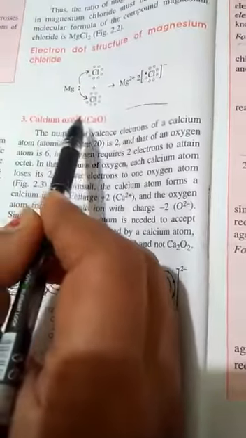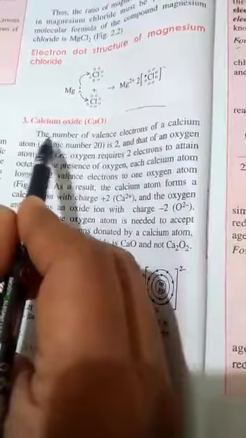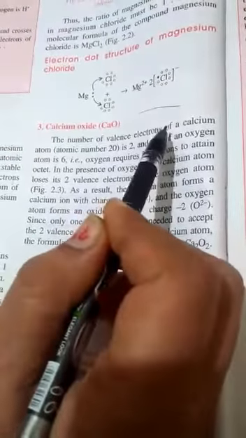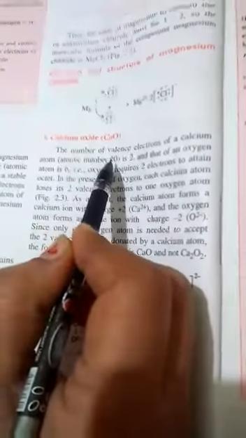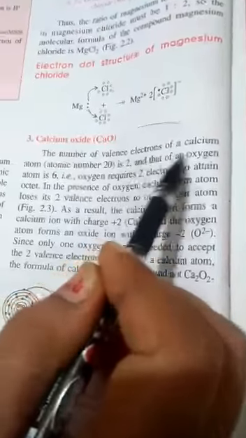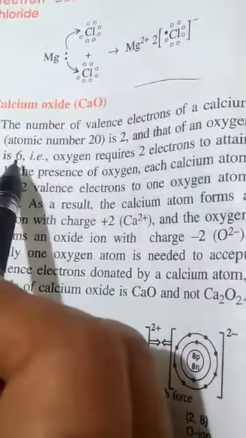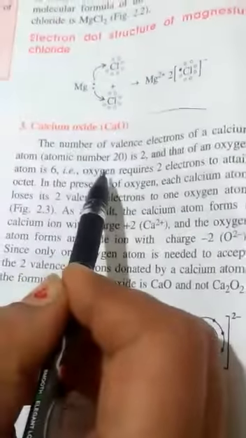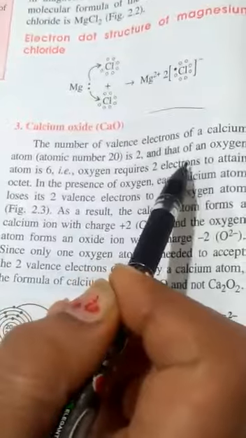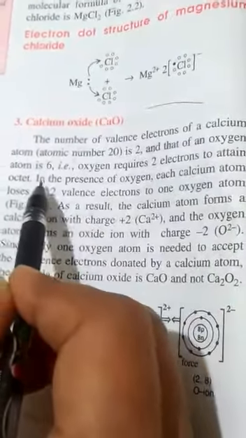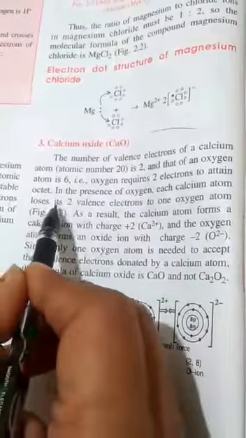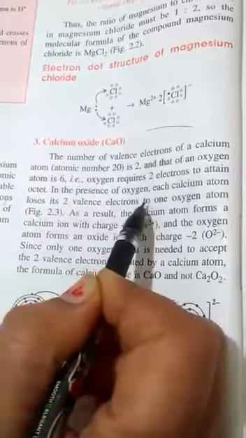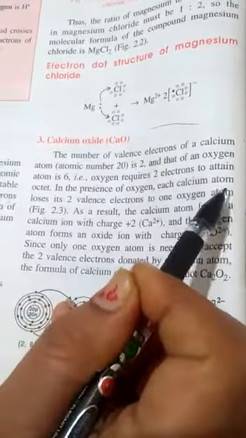Calcium oxide, CaO. The number of valence electrons of a calcium atom, atomic number 20, is 2 in the outermost shell, and that of an oxygen atom is 6. Atomic number is 8. That is, oxygen requires 2 electrons to attain an octet. In the presence of oxygen, each calcium atom loses its 2 valence electrons to one oxygen atom.